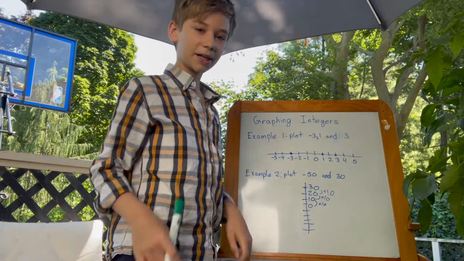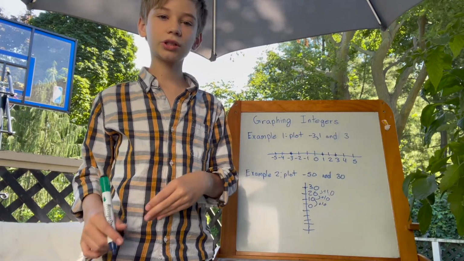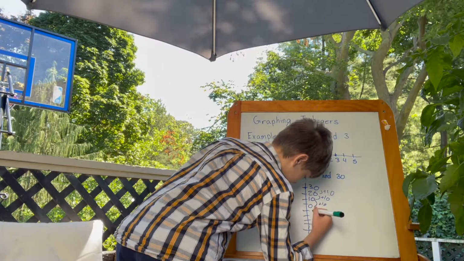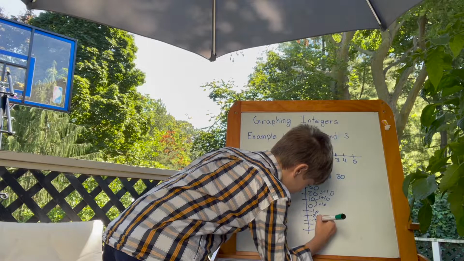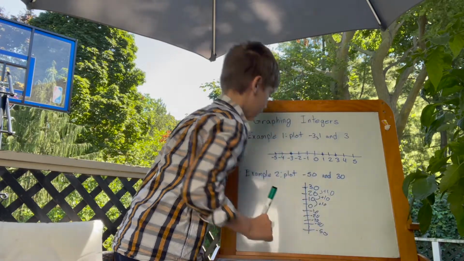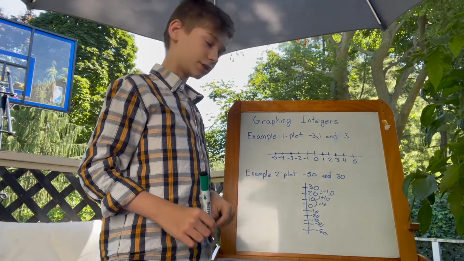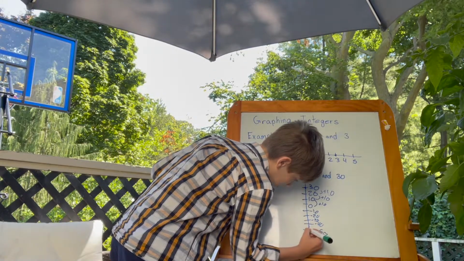So we're going up by 10 in the positive direction, which means if we're going in the negative direction, we are decreasing by 10, which means we are subtracting by 10. So -10, -20, -30, -40, and -50. Now let's plot -50, because now we have our negative numbers. And we can see that -50 is right here. So we just put our dot there.